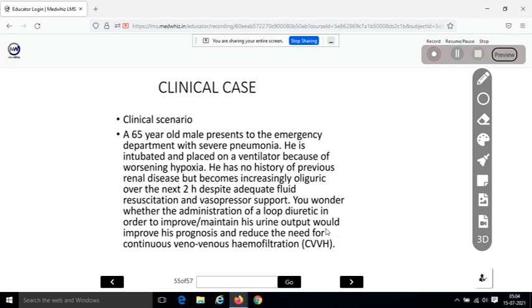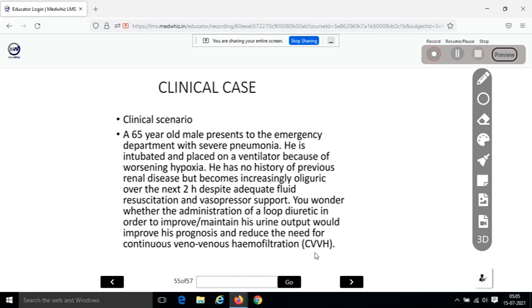Now, clinical scenario: a 65-year-old male presents to the emergency department with severe pneumonia. He is intubated and placed on a ventilator because of worsening hypoxia. He has no history of previous renal disease but becomes increasingly oliguric over the next 2 hours despite adequate fluid resuscitation and vasopressor support. Do you think administration of a loop diuretic to maintain his urine output would improve his prognosis and reduce the need for continuous veno-venous hemofiltration?